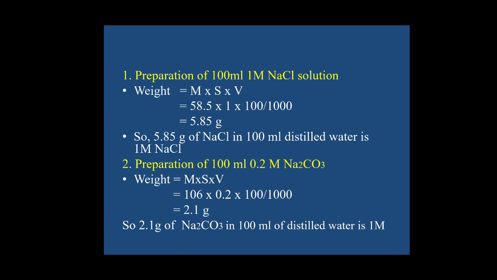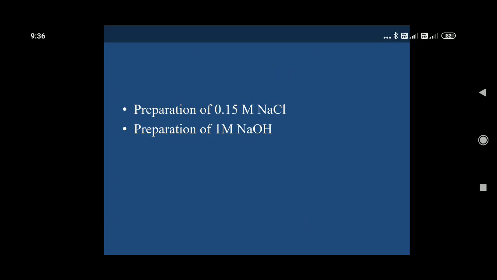In molarity, we have two different formulas, one for liquids and one for solids. Solids we have seen now. NaCl, sodium chloride, sodium carbonate, all these will be in crystal forms. We have to weigh that and prepare. Preparation of 0.15 molar NaCl and 1 molar NaOH, sodium hydroxide, I want you all to write. When you all come back, it should be written. Please apply the formula and calculate what it is.